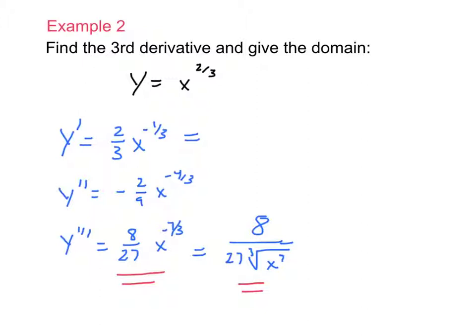If you write this in radical form, the first derivative is going to be 2/3 times 1 over the cube root of x. And you'll see here x cannot equal 0. And that's true for these other ones as well. So we need to be aware of that. The domain of these functions is affected by the derivatives.